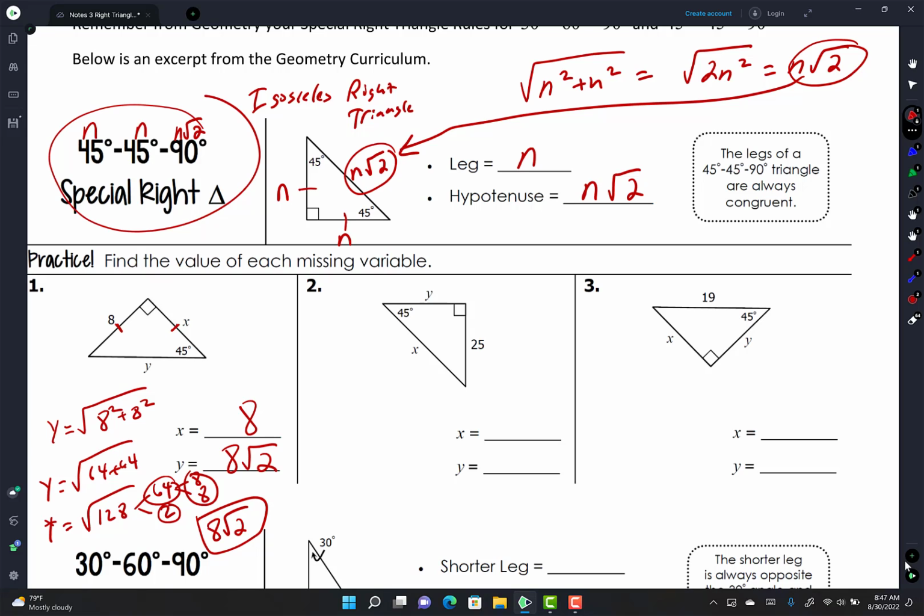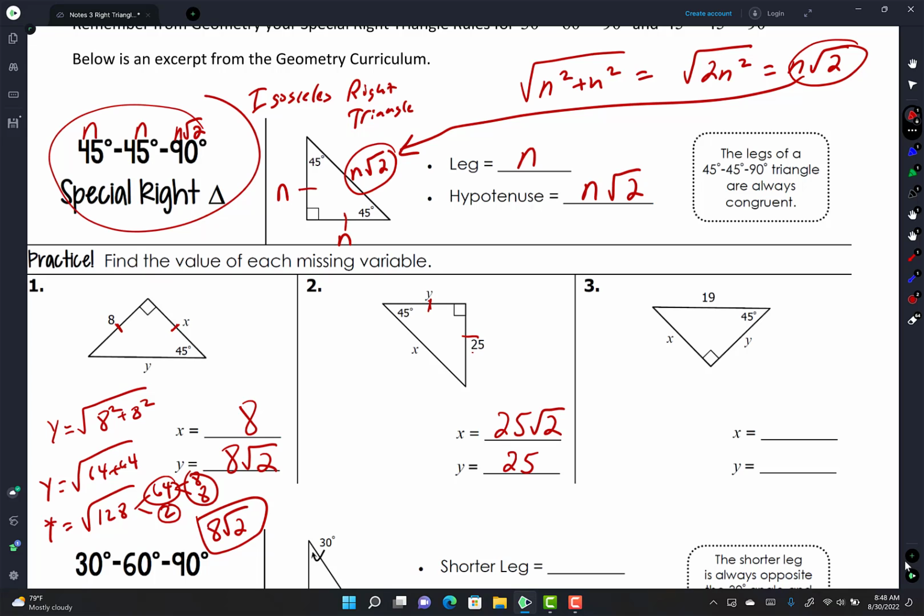Here we go, 45-45-90 again. How do I know it's 45? Because that's the section I'm at. If this is 25, then y has to be 25, and then the hypotenuse x has to be 25 square root of 2. Do you guys see how we did it?